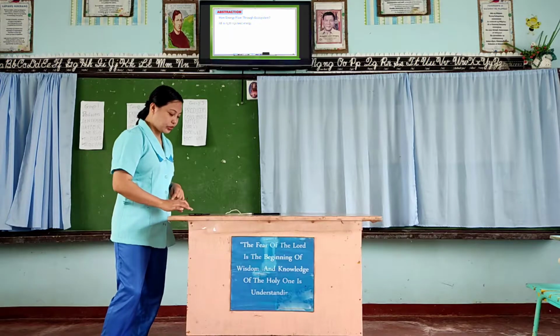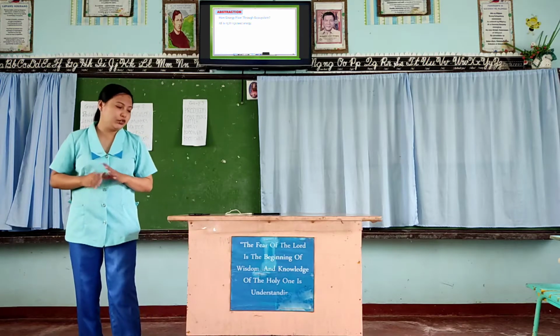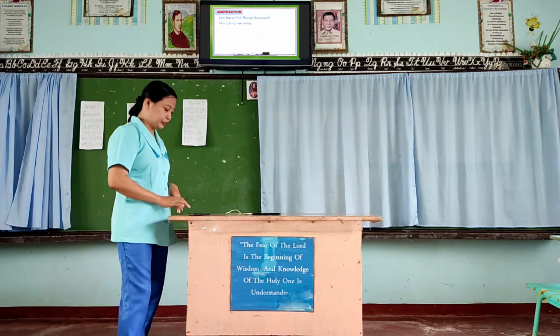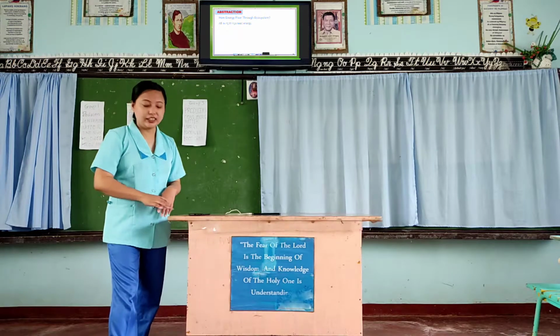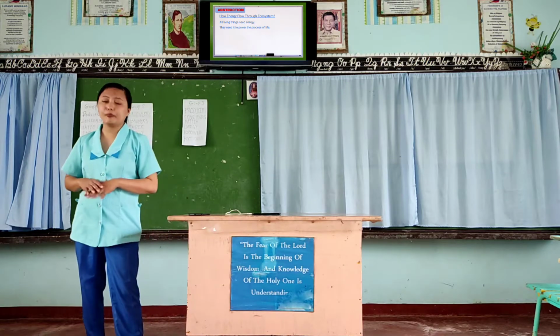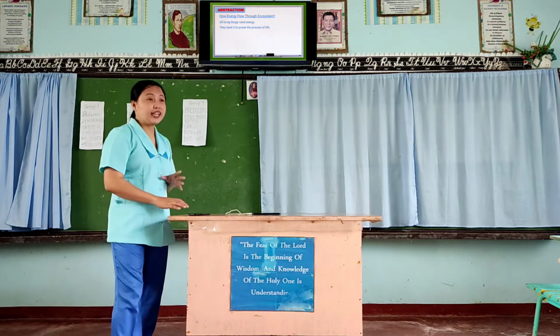Okay. So, how does energy flow through the ecosystem? All living things need energy. They need the power for the processes of life.